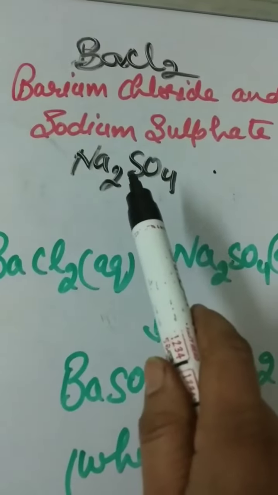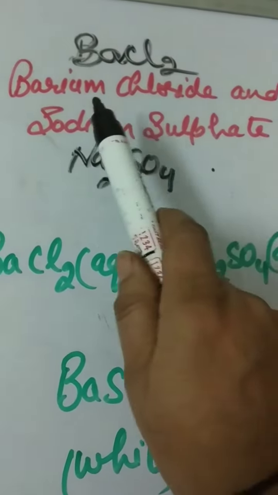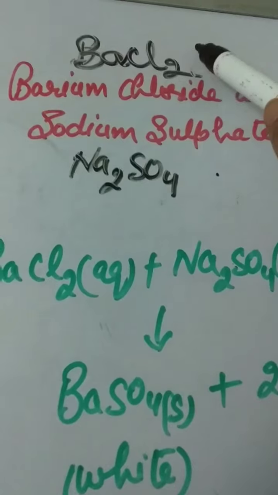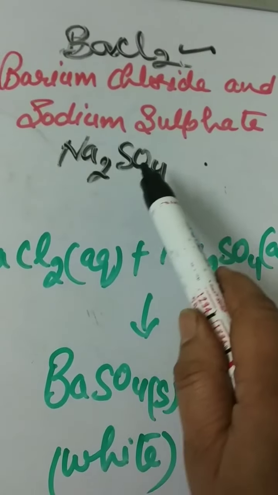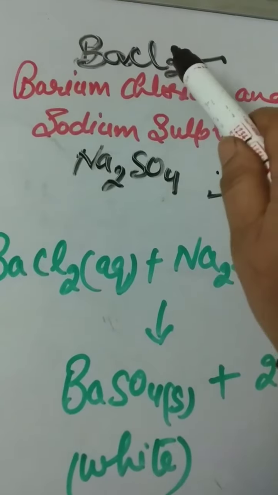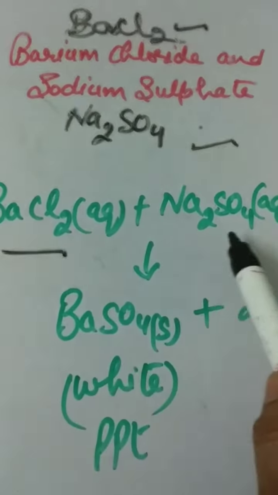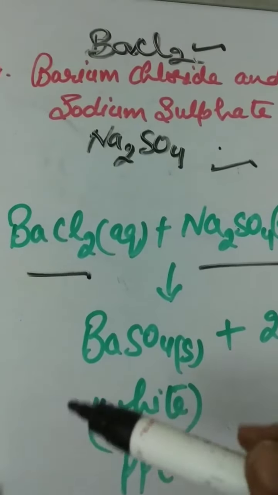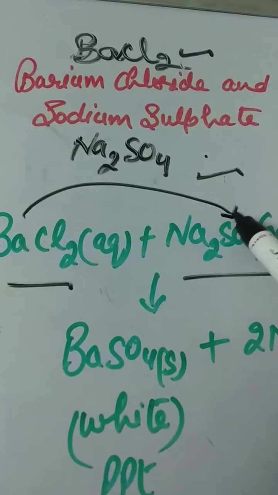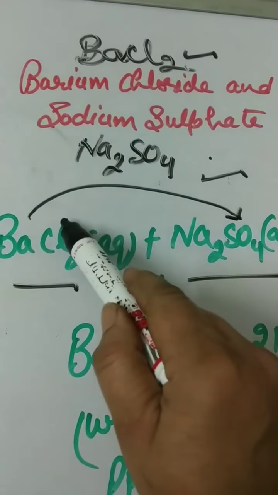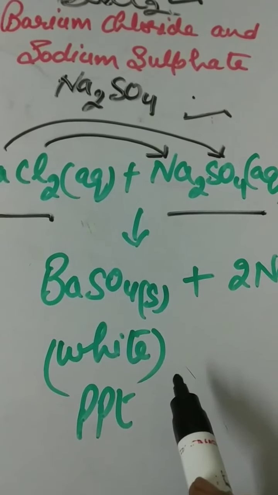The second example is the reaction between barium chloride and sodium sulphate. What is the formula of barium chloride? BaCl2. And what is the formula of sodium sulphate? Na2SO4. When these two given reactants in aqueous form react with each other, then the positive radical and the negative radical exchange to form products. Precipitate formation will be there.